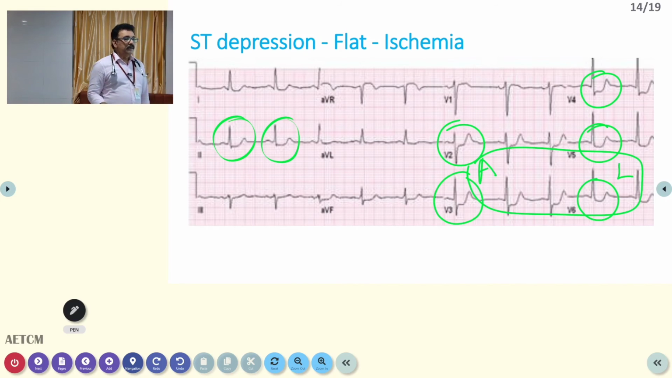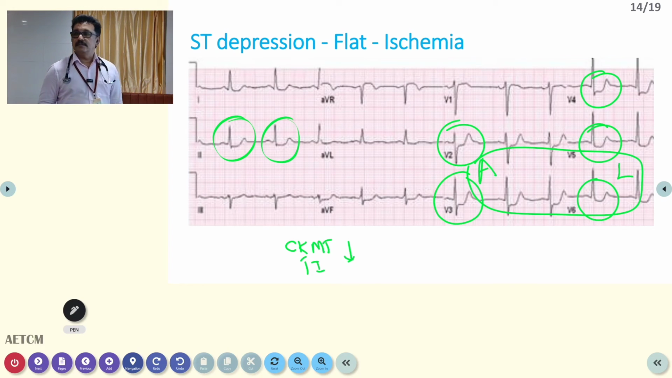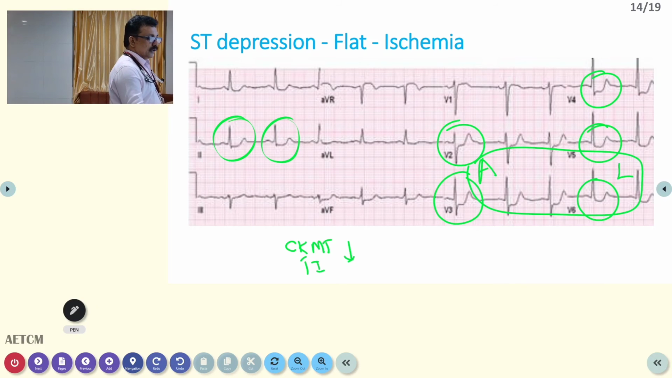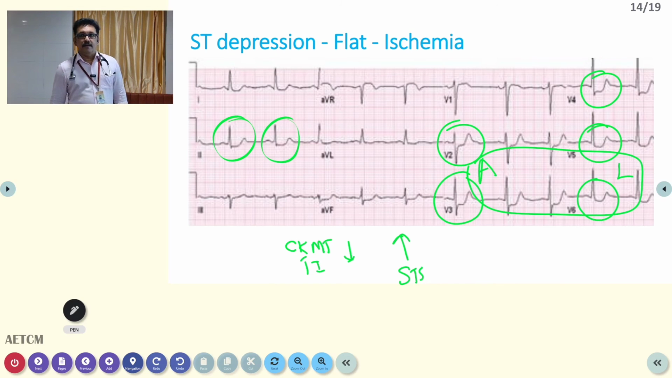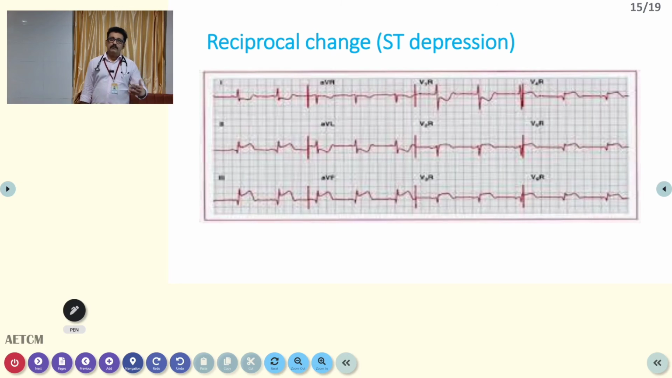Remember, in this condition we will also do CKMB and TROP-T. If both are negative, then it is ischemic heart disease. This is only ischemic change. If both are elevated, then it is non-ST segment elevation MI or STEMI. Okay. So cardiac enzymes are the most important thing. Whatever may be your ECG change, cardiac enzyme changes are very, very important.